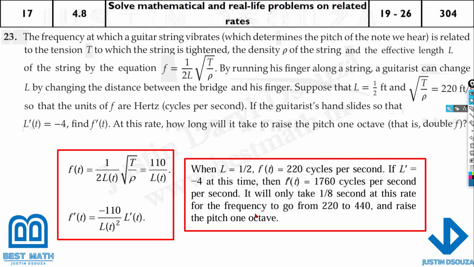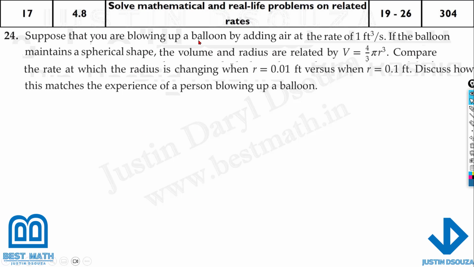We'll move on to the next problem. Suppose that you're blowing up a balloon by adding air at the rate of 1 feet cube per second. If the balloon maintains a spherical shape, the volume and the radius are related by volume is equal to 4 by 3 pi r cube. This is the sphere formula. Compare the rate at which the radius is changing at these two radiuses, 0.01 and 0.1 feet. Discuss how this matches the experience of a person blowing up a balloon.